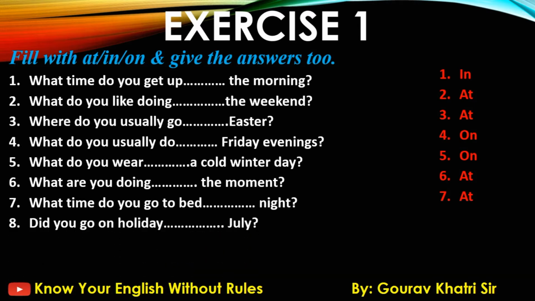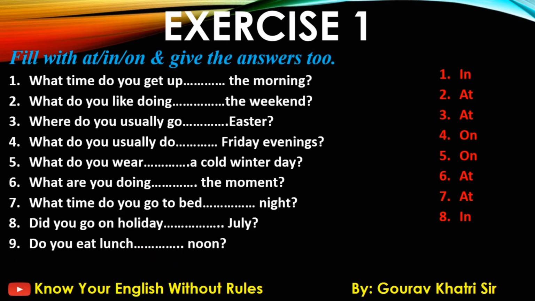Next one. Did you go on holiday? That's July. It's about past. Did you go on holiday? That's July. Give the answer. Of course, again, it's in July. Did you go on holiday in July? Yeah, I went on holiday in July. Now, unfortunately, I didn't go on holiday in July.